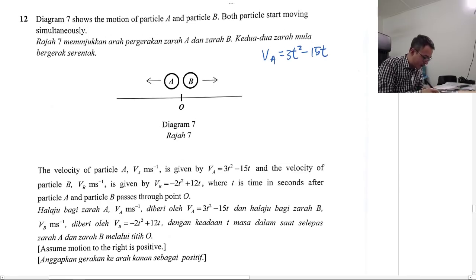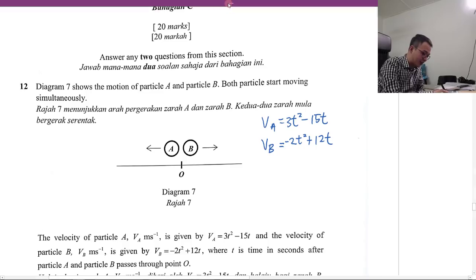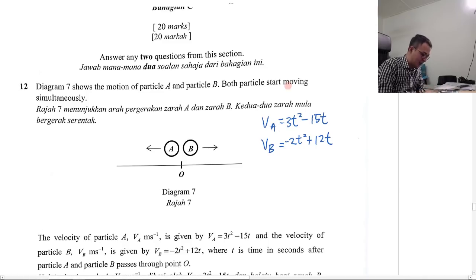Okay, and then the velocity of B is also given. It is negative 2t squared plus 12t, where t is the time in seconds after A and B pass through O. Alright, this one is very important information.